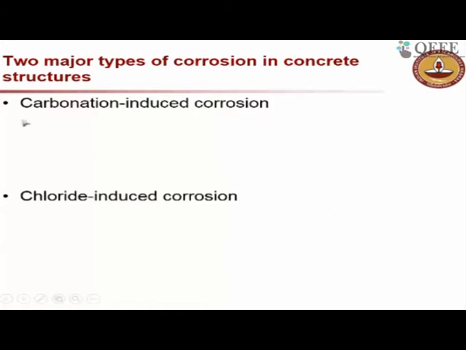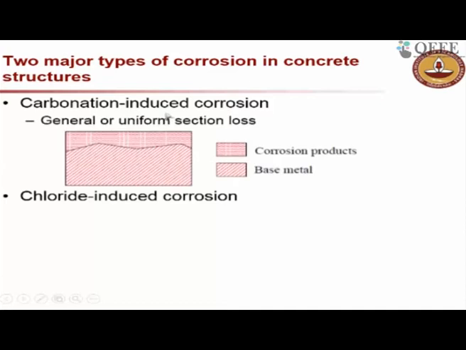If you are talking about an inland region where you don't have much chlorides, but you have a lot of carbon dioxide available, and a relatively dry environment, then you have carbonation induced corrosion. That's the governing mechanism. What's the difference between these two?